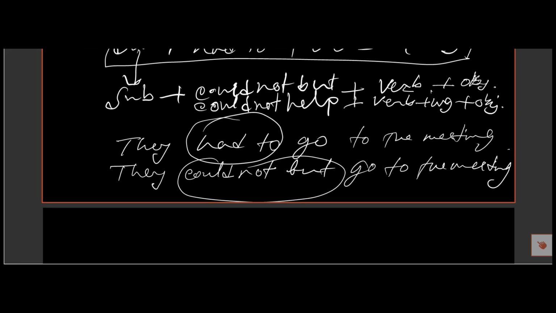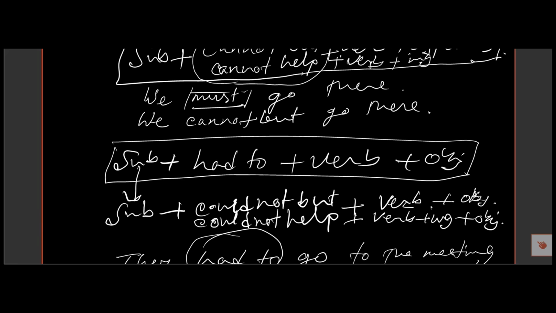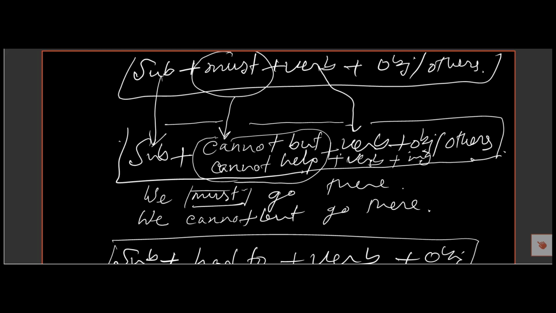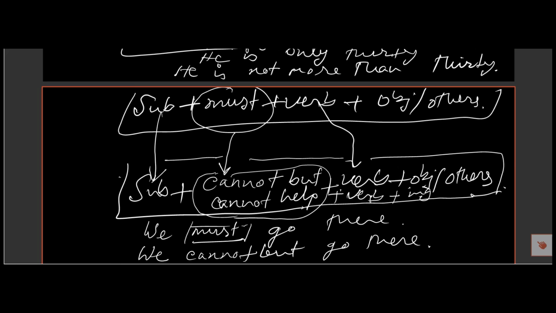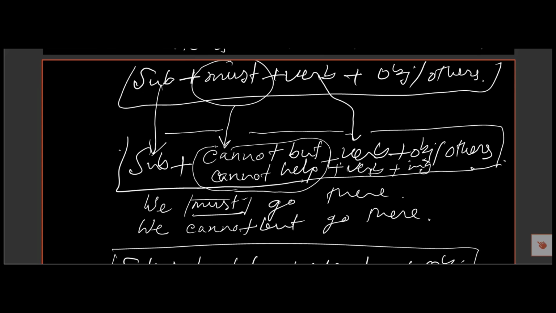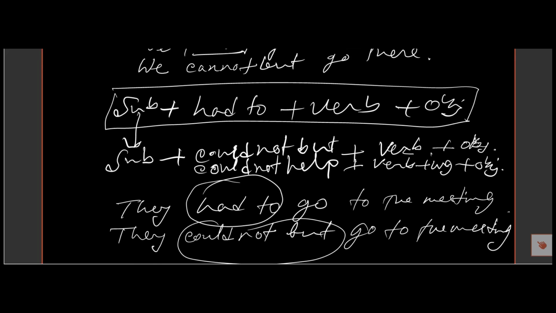So I repeat, if there is "must" and then verb, then object or others, in lieu of "must" we must use "cannot but" or "cannot help." If "cannot but," then the verb is the same as the base form, but if we use "cannot help," then the verb takes "ing." Similarly, if there is "had to" in a sentence, in lieu of "had to," we must use this.